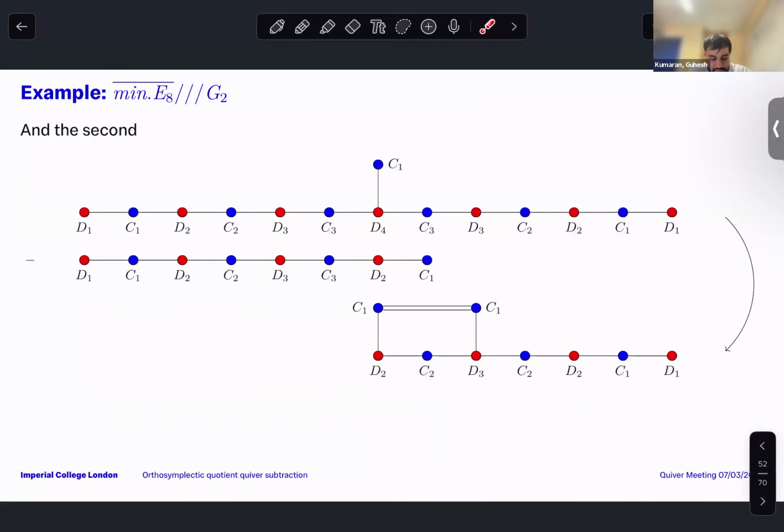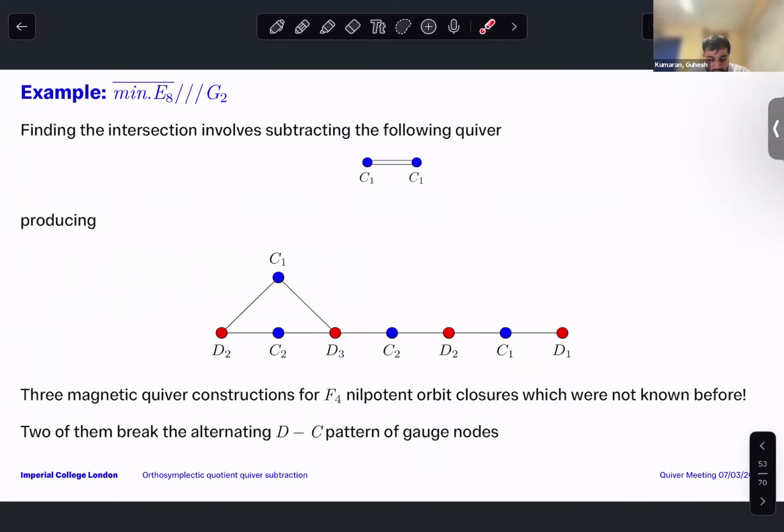Okay. And then the second alignment, again, I kill up to here. I have D2, C2, and I need to rebalance this C1 and D3 simultaneously. So I introduce a C1 where again, I have this double hyper between the C1s. Then to compute the intersection, I use my C1 double link C1 quiver, and I find this quiver with the loop. Okay, and this gives 3 magnetic quiver constructions for F4 nilpotent orbits, which we didn't have before.